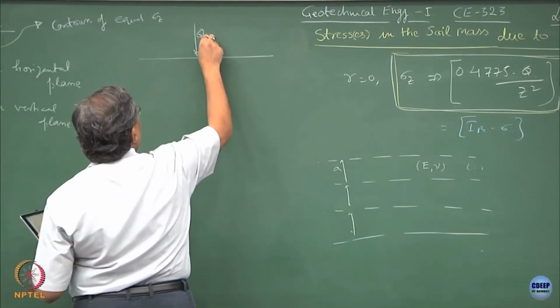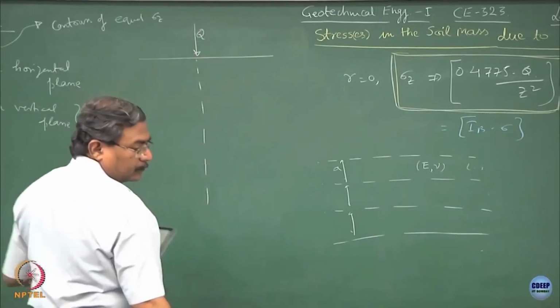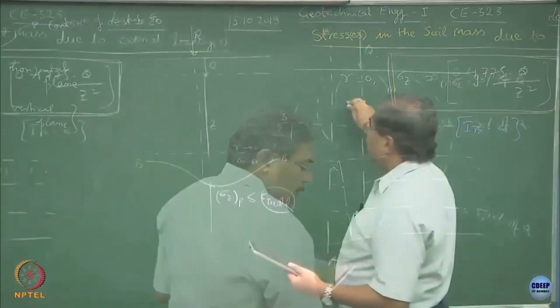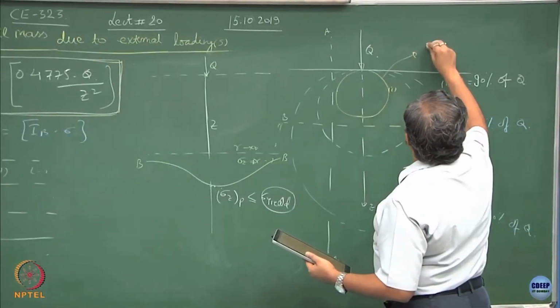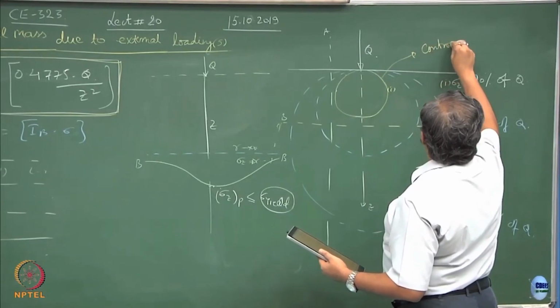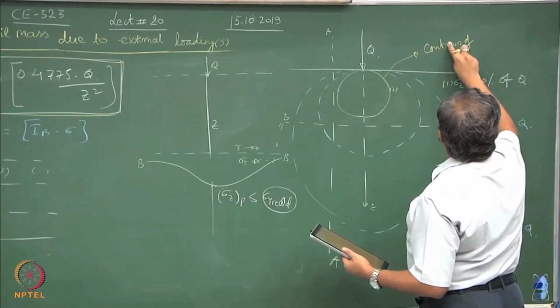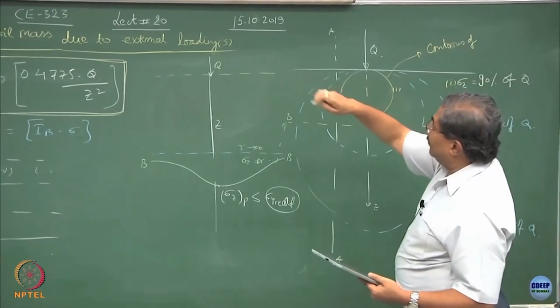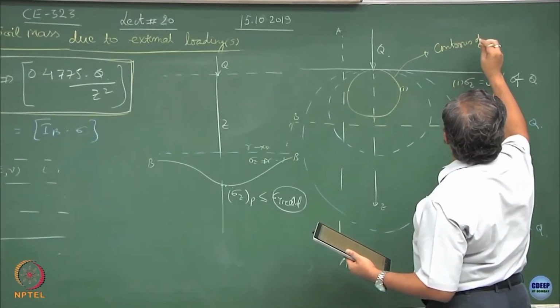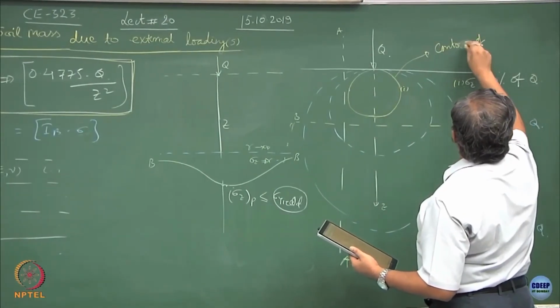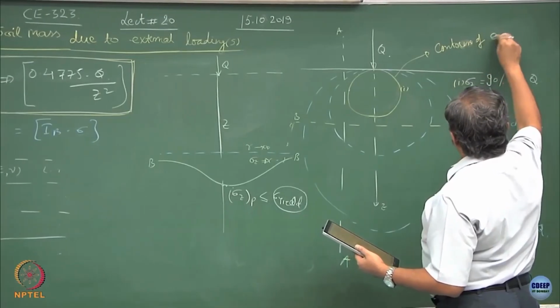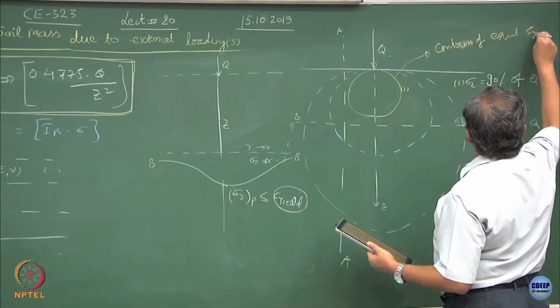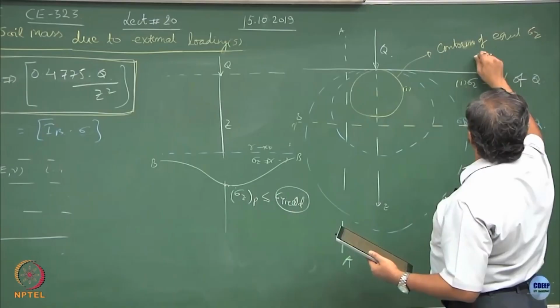if this is Q, these are the contours of, this is what I have written there, these are the pressure bulbs, contours of equal sigma z's known as isobars.